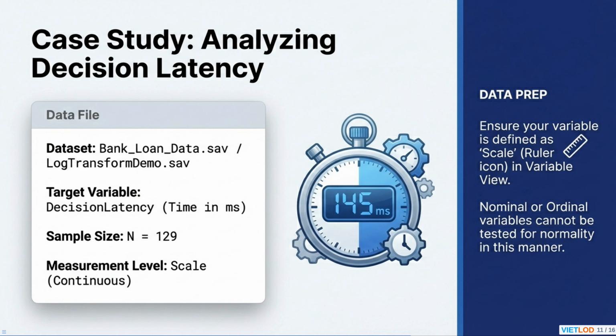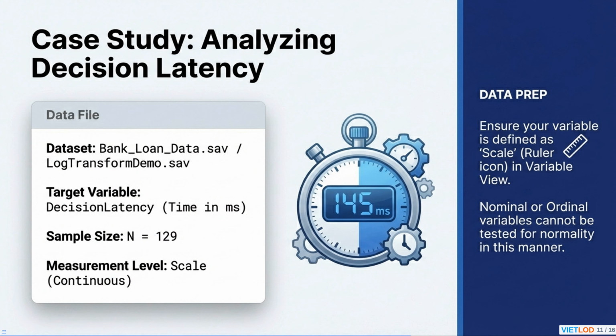For our case study, we will be using a dataset called bankloandata.sav. Our goal is to test the normality of the decision latency variable. This variable measures the time in milliseconds it takes for a loan decision to be made. The sample size for this variable is 129.